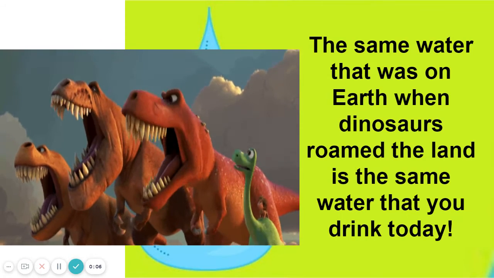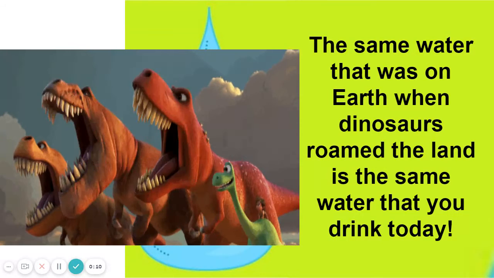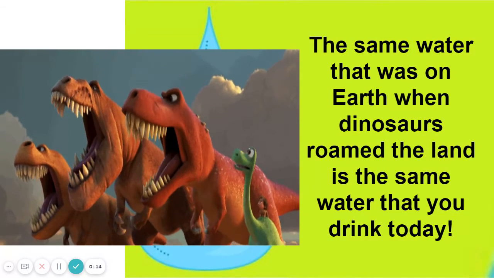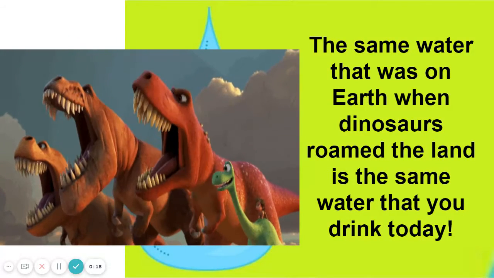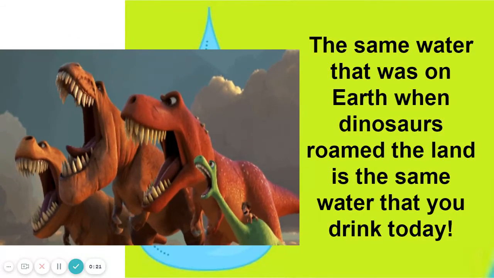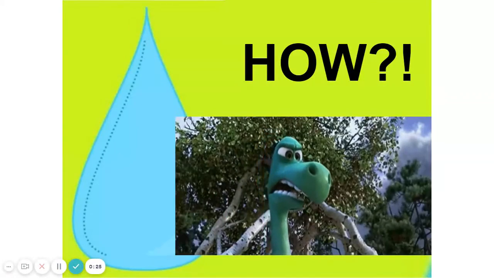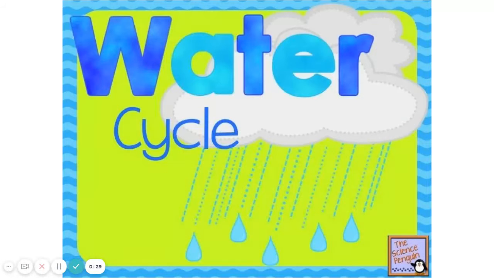I want you to think about something. The same water that was on Earth when dinosaurs roamed the land is the same water that you drink today. You could also be drinking the same water that George Washington or Abraham Lincoln might have drank. But how? How is that possible? The water cycle is what makes that possible.